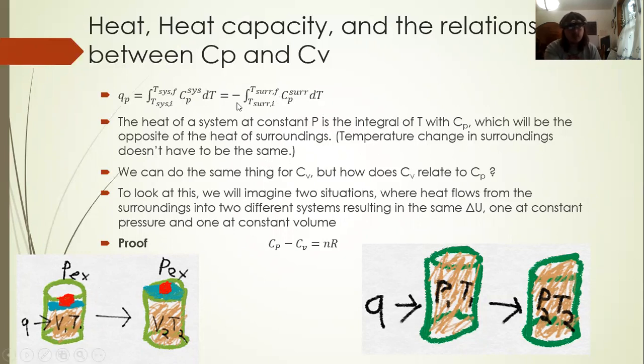Now the temperature change in both of these does not have to be the same, but the heat flow will be. So a lot of heat can fall out of my house without really changing the temperature of the air around my house, because there's a lot more air outside. But we can do the exact same thing with the heat capacity at a constant volume. How do these actually relate to each other? To look at this, we have to imagine two situations where the heat flow of the system results in the same internal energy change: one at a constant pressure, one at a constant volume.